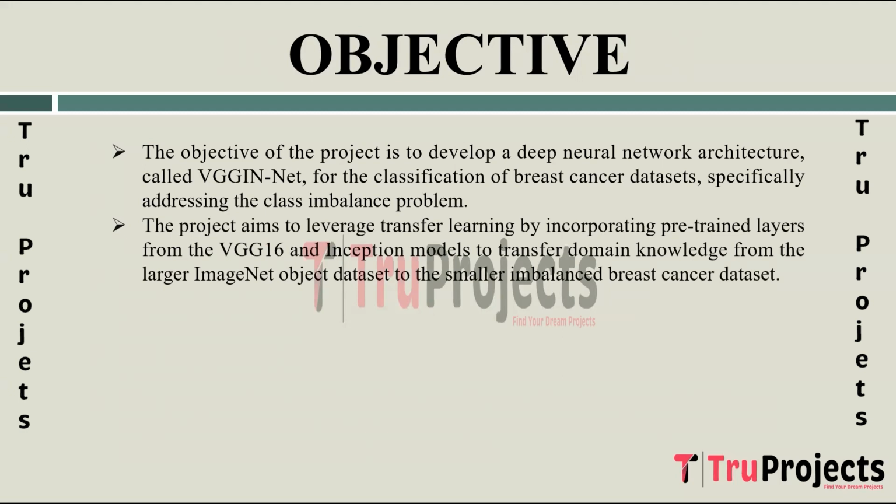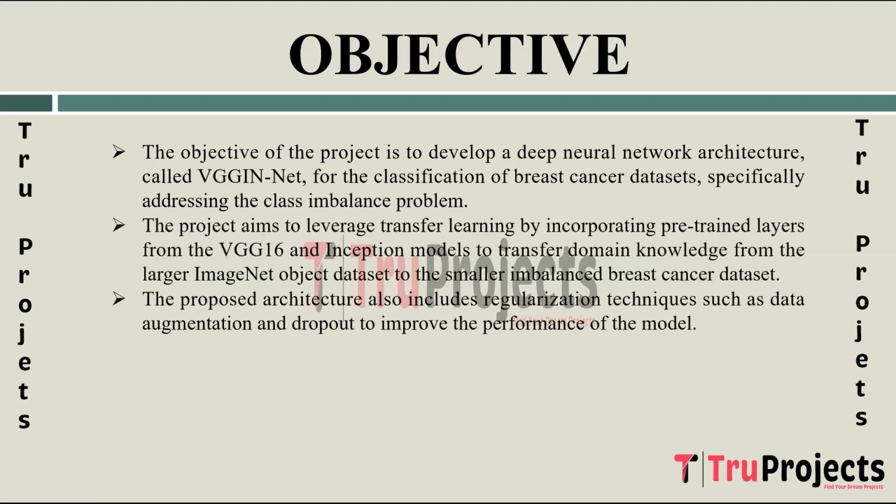The project aims to benefit from transfer learning by incorporating pre-trained layers from established models like VGG16 and Inception. These models were initially trained on a large and diverse dataset called ImageNet, and by utilizing the pre-trained layers, the VGGIN Net architecture can leverage the knowledge learned from ImageNet to improve its performance on the smaller imbalanced breast cancer dataset.